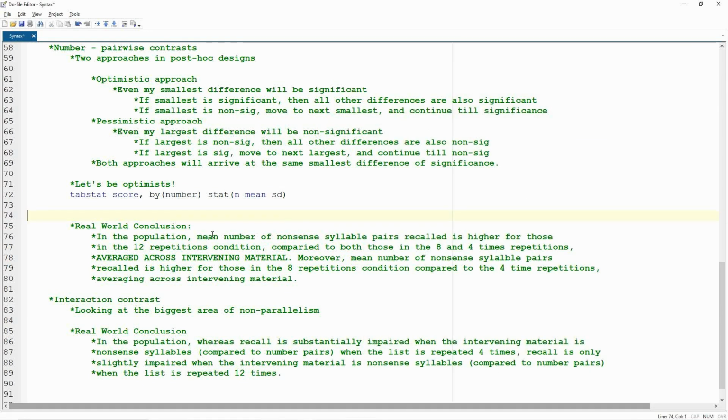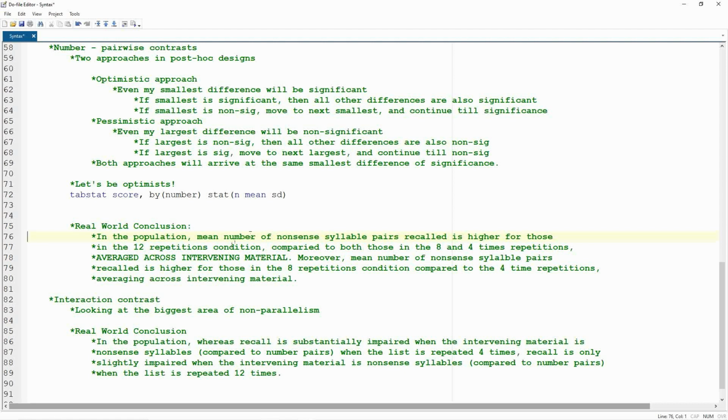So the real-world conclusion then might look a little bit like this. And you can see I'm shifting back to the real-world conclusions. Just because the last couple of weeks have been doing that more journal style, this week I want to go back to the real world. And it might look something like this.